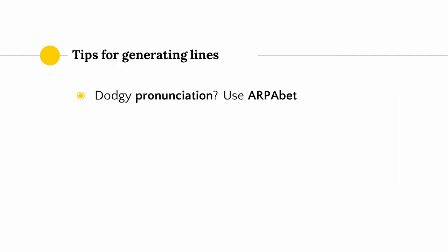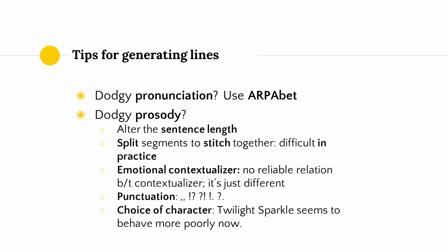But now let's talk about generating lines. If the pronunciation of words is off, your number one go-to is Arpabet. If the prosody is off, there are multiple options. One thing that you can try to do is alter the length of the sentence that you're generating. I find that shorter lines are generally more emotive.